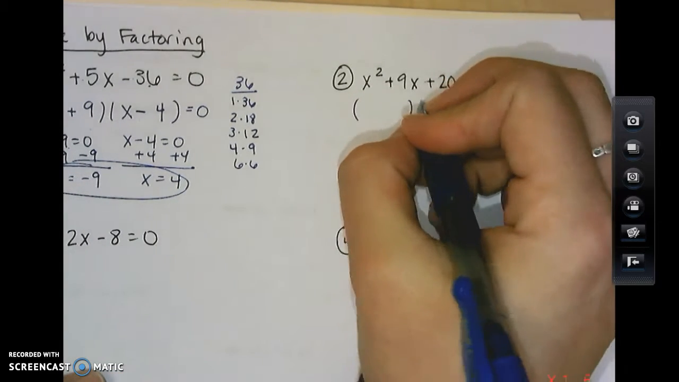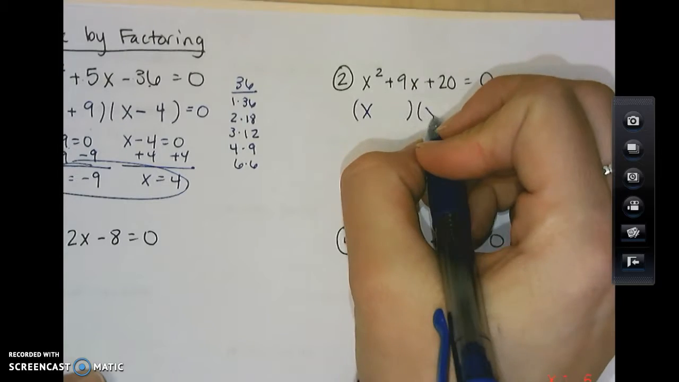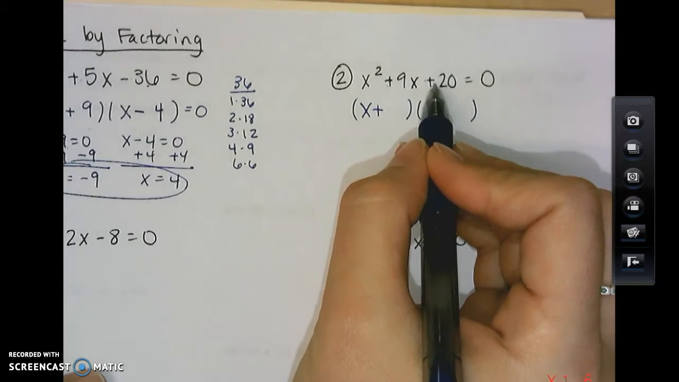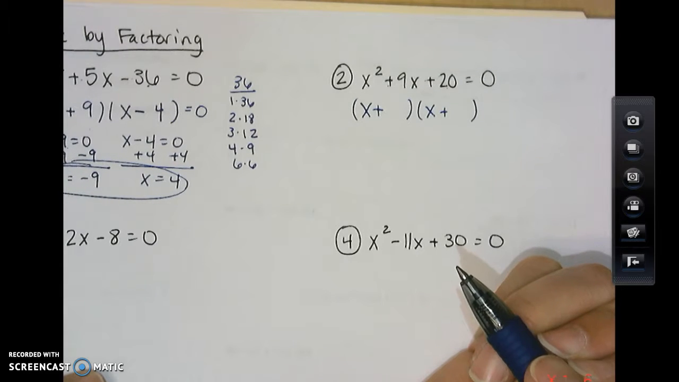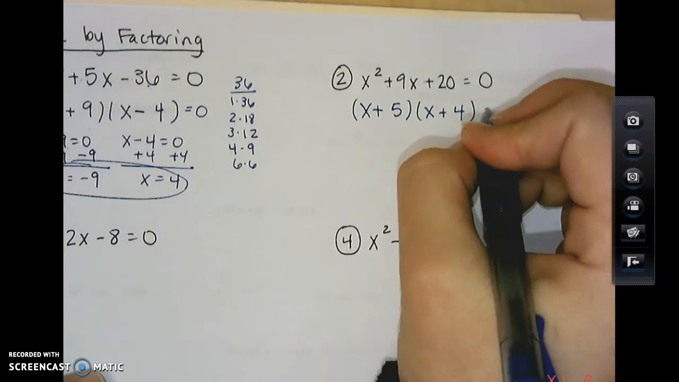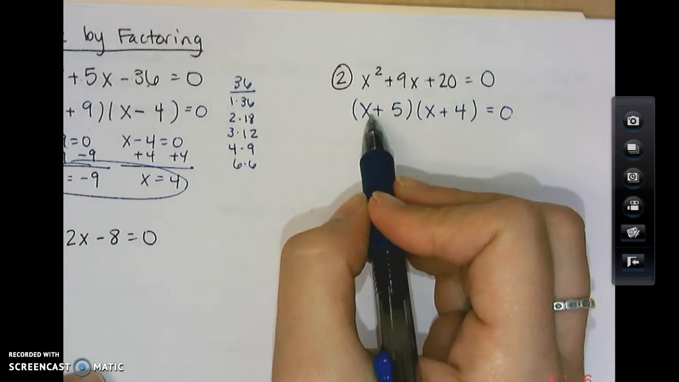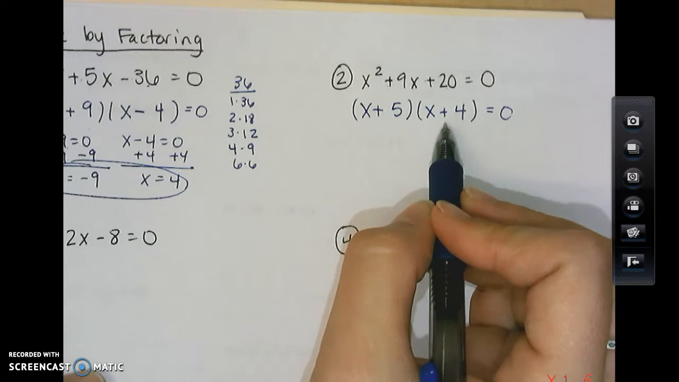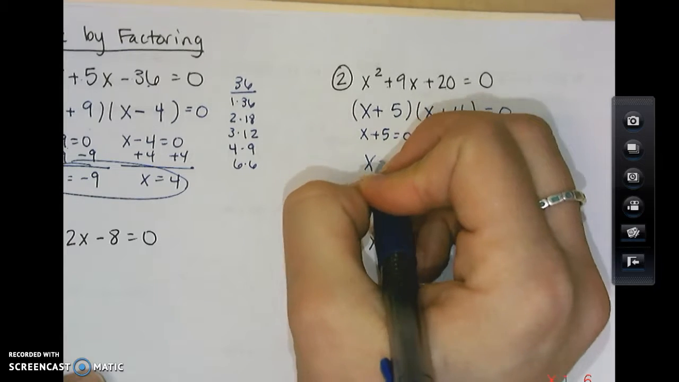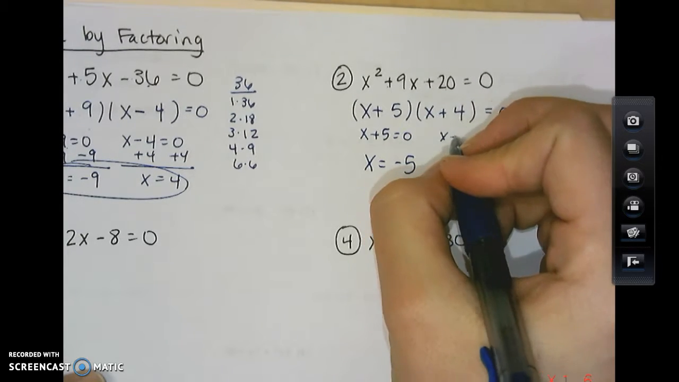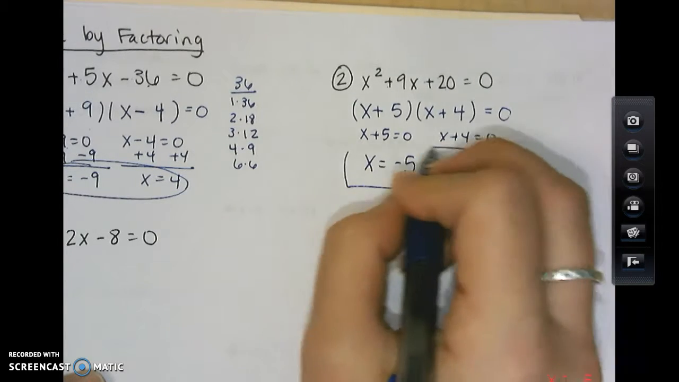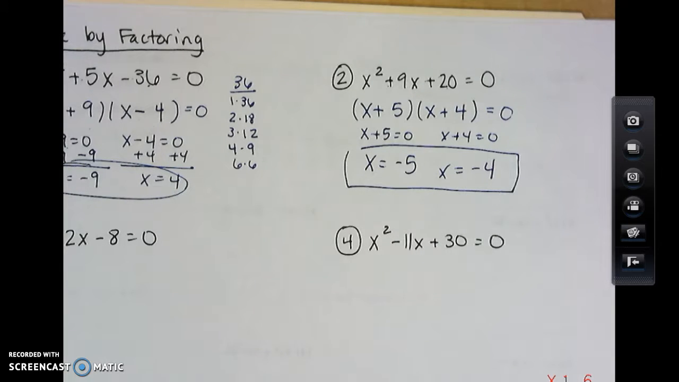So open up two sets of parentheses. X goes first. Both of these are plus, so both of these are plus. Factors of 20 that add to give me 9 are going to be what? It's going to be 5 and 4. And again, this equals 0. So I have to make this equal 0 and this equal 0, and then I solve it. So if I have x plus 5 equals 0, my x is just going to be negative 5. And if I have x plus 4 equals 0, my x is going to be negative 4. So my solutions are at negative 5 and negative 4.